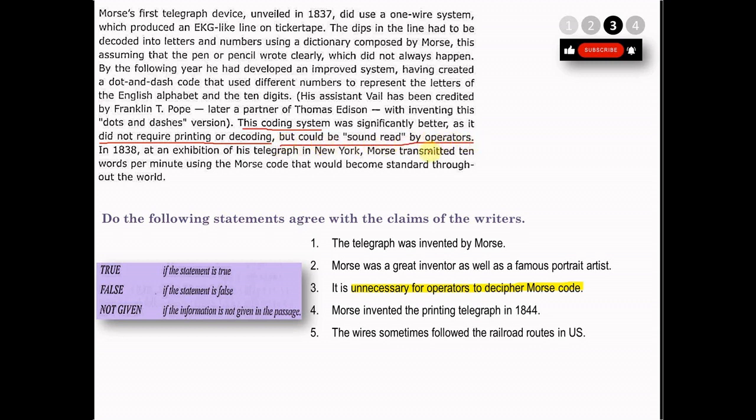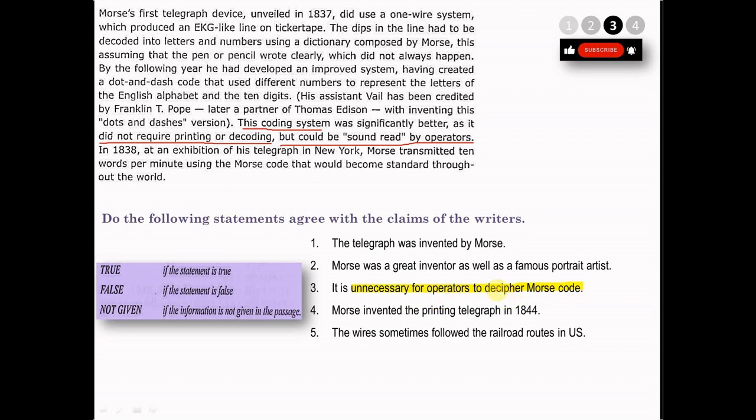So here we have found our information: it was not required to decode, or it was not required to decipher the coding of Morse messages. Clear? So it is unnecessary. Had this been necessary, then it would have become false. It is written, it is unnecessary for operators to decipher Morse codes.